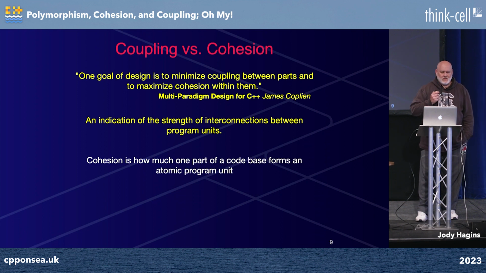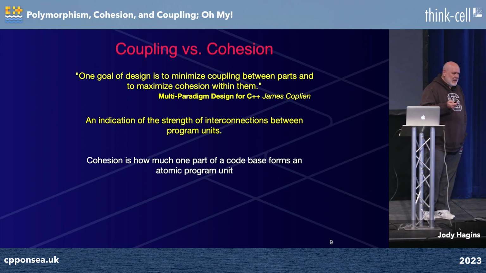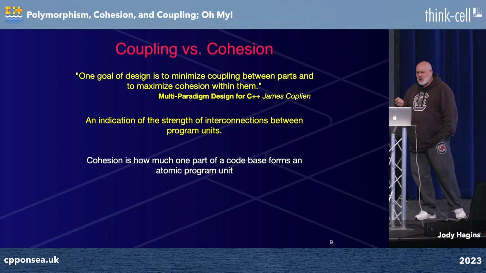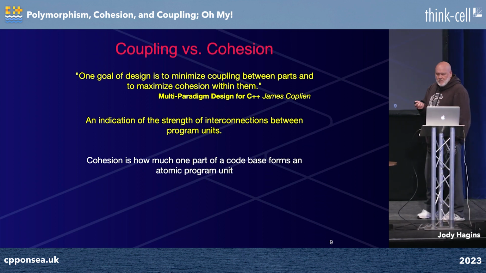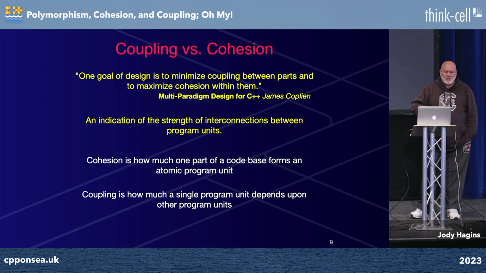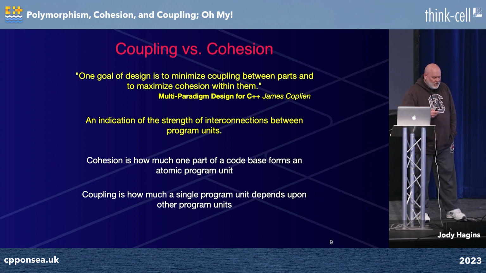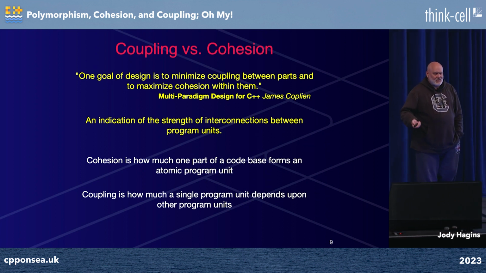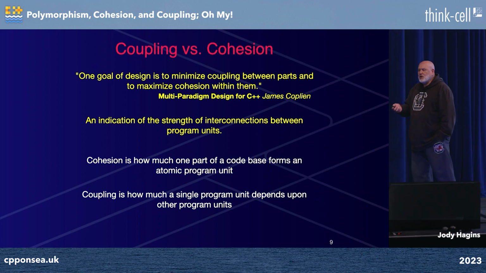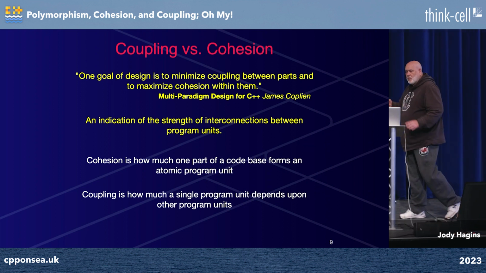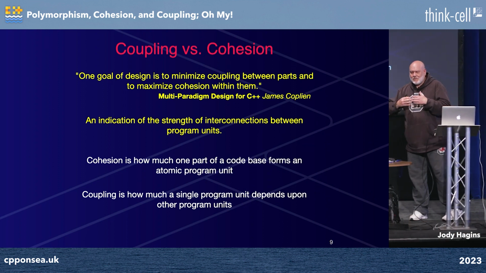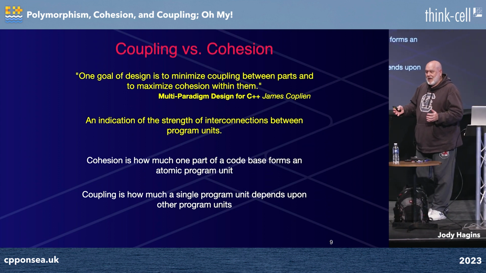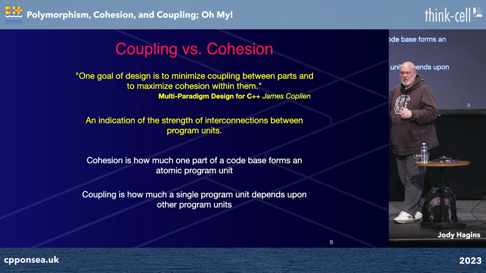Cohesion is how much one part of a code base forms one program unit. And so what do you call a program unit? Coupling is how much a single program unit depends upon other program units. Typically, we talk about program units and we would think of classes, or we might think of functions or files, right? They're program units. I want to kind of challenge your thinking and get you to think of program units as blocks. A block of code is a program unit.